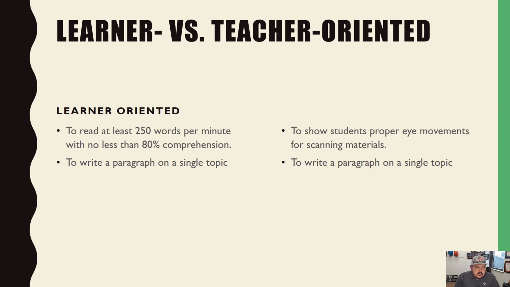So here is a learner-oriented kind of approach: to read at least 250 words per minute with no less than 80% comprehension, to write a paragraph on a single topic. A more teacher-oriented approach: to show students the proper eye movements for scanning material, to write a paragraph on a single topic. So we can kind of see the difference in those first two bullets.